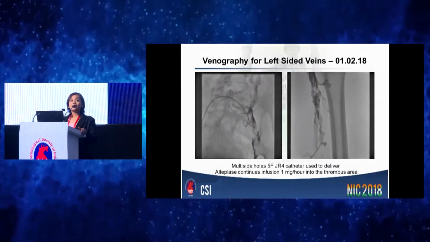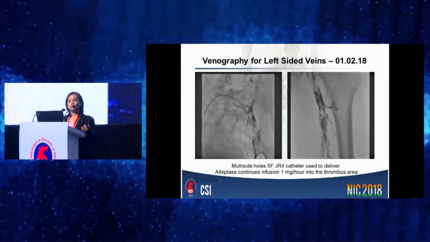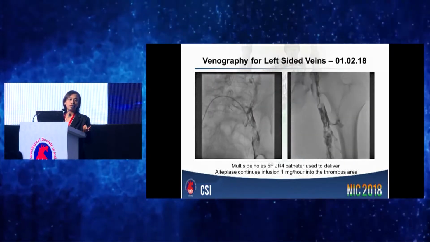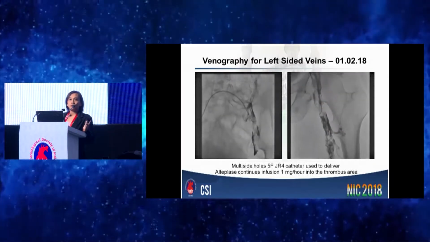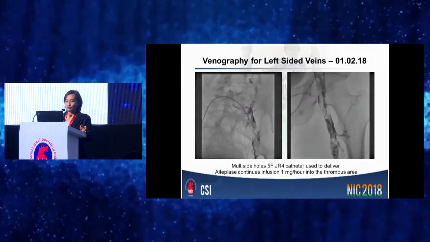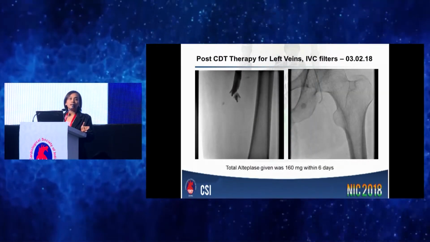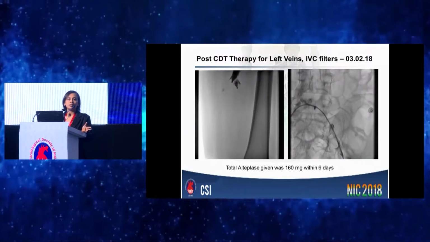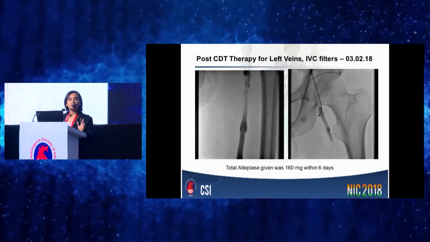And again, this time we did a similar approach for the catheter-directed thrombolysis using the multi-site holes catheter. This time, we did the alteplase continuous infusion at 1 mg/hour, with 12-hourly evaluation. In each evaluation, we saw improvement or slow recanalization of the vein. And after a total of 160 milligrams of continuous alteplase infusion within almost 6 days, we see a complete recanalization of the left-sided vein also.